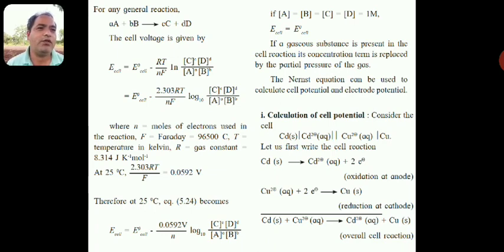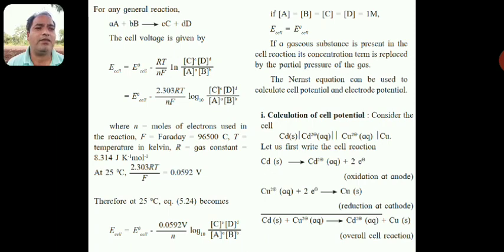Consider the cell Cd, cadmium, in the solid state; that's why its physical state is written in the bracket. Then a single vertical line means this Cd is an electrode, and that electrode is dipped in Cd2+, the ionic solution, which is an aqueous solution. That's why they are written so. We know how to represent the cell.